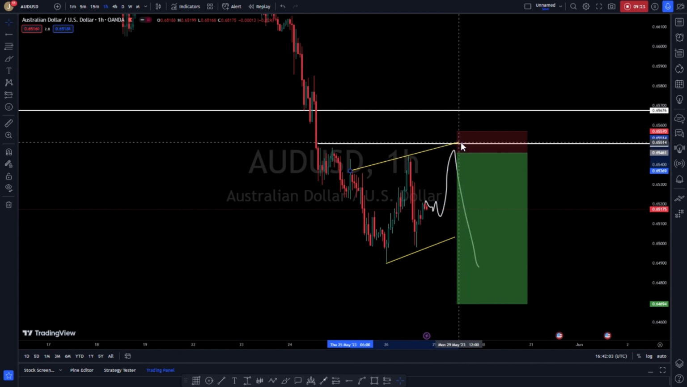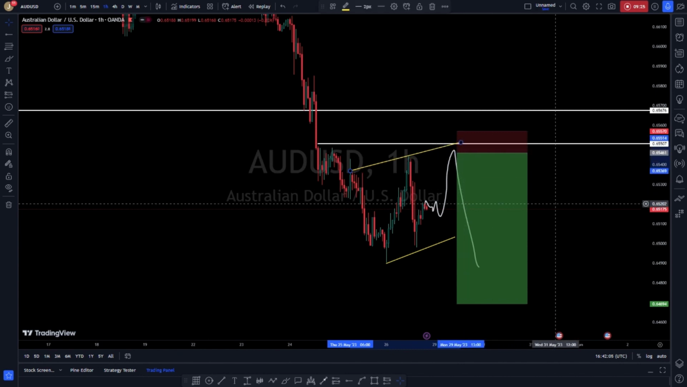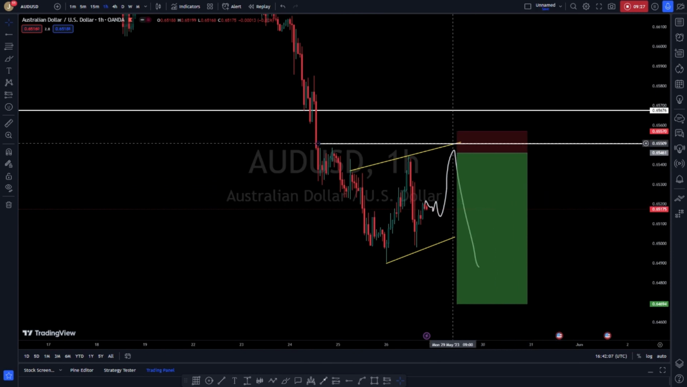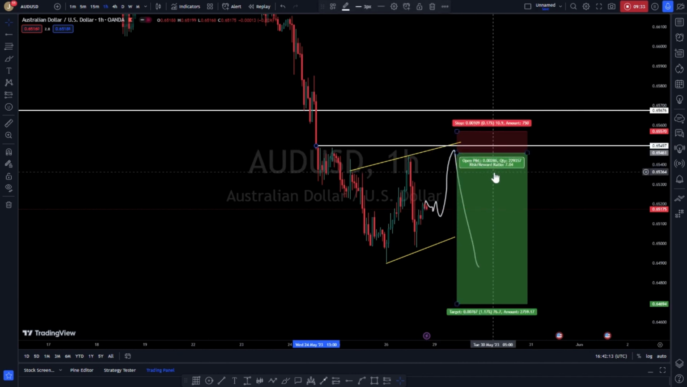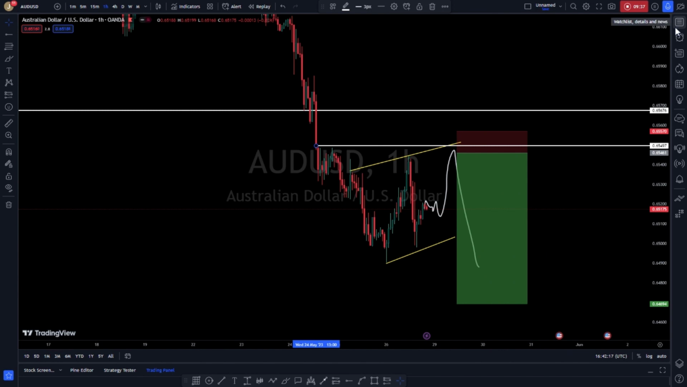If the price moves to this area and also rejects, firstly you have to wait for rejection. When you see the rejection candle, you have to wait for rejection for you to enter for the risk entry. So that's all for AUDUSD.